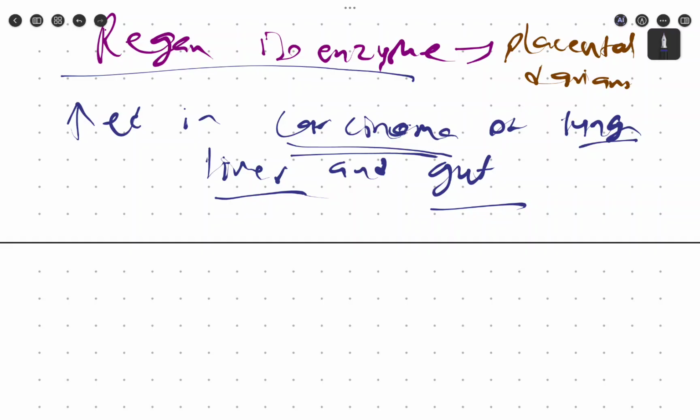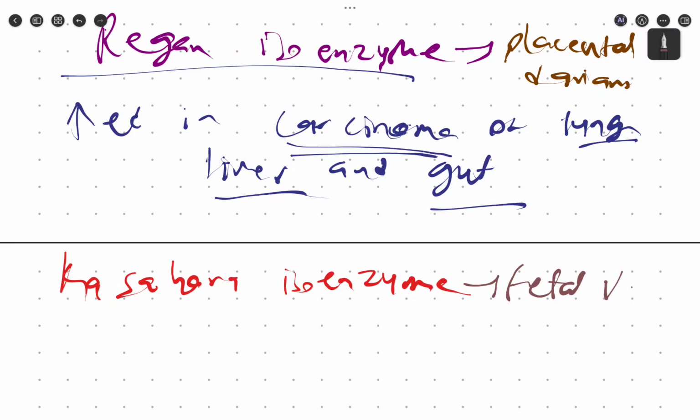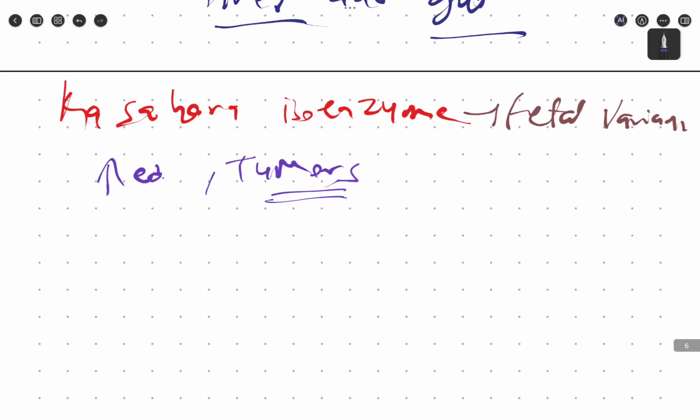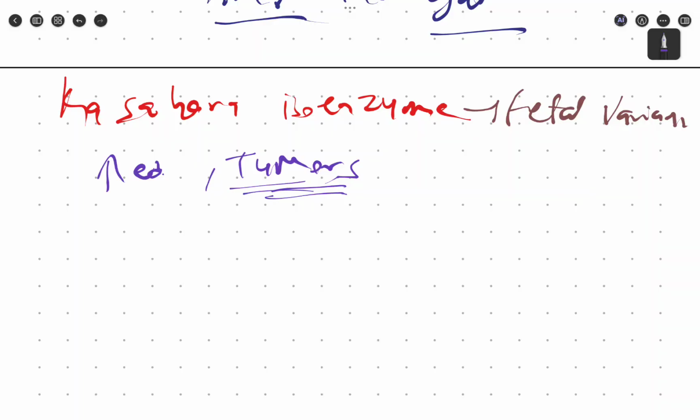Then after, there is one more enzyme, that is Kasahara isoenzyme, all right, and this is a fetal variant, and this increases in, okay, so this is the fetal basic variant of isoenzyme. I think it increases in tumor, so I can't currently recall it. You can find it, but the maximum chance is it is increased in tumor, all right.